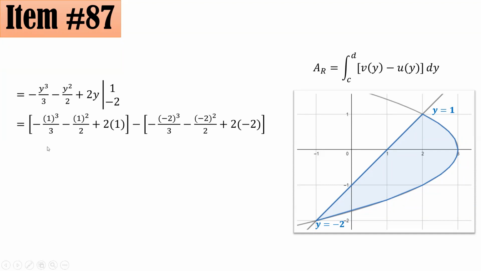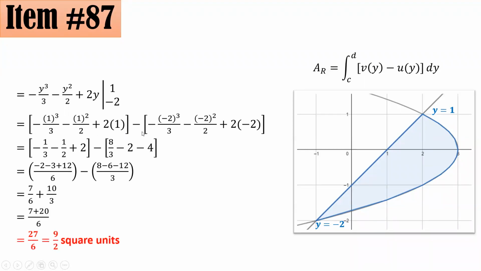So -1 cubed over 3 minus 1 squared over 2 plus 2 times 1, replacing by 1. Replacing everything here by -2, ito po yung lagay niya. And subtracting them with the help of your calculators, you could actually see na yung area nito is 9 halves square units. Indeed, letter B. Very good so far, no? So meron tayong so far at least 4 people who got letter B correctly.